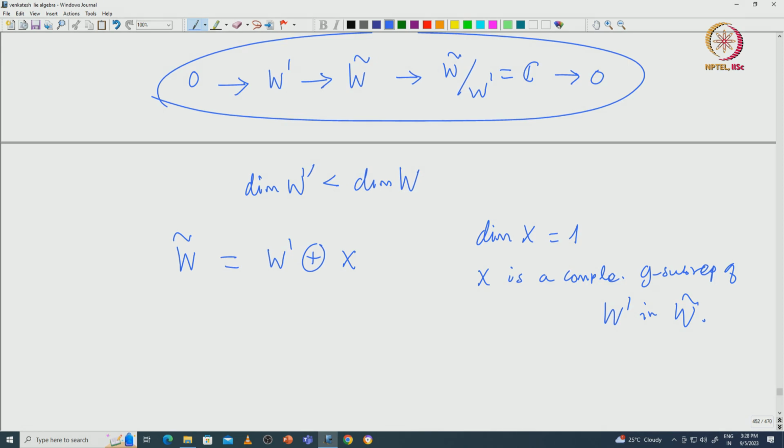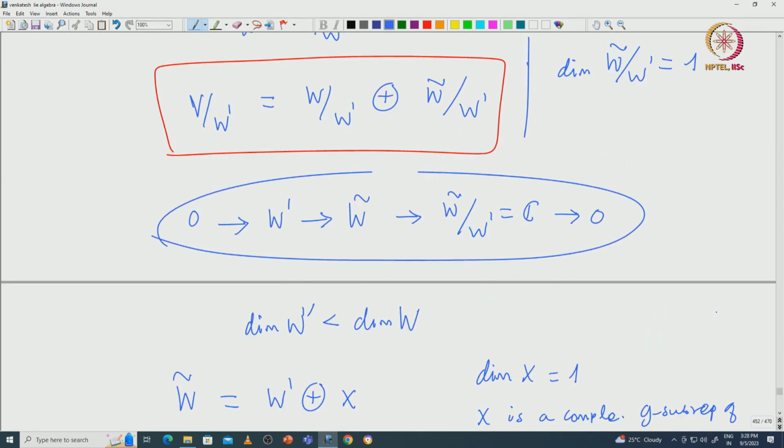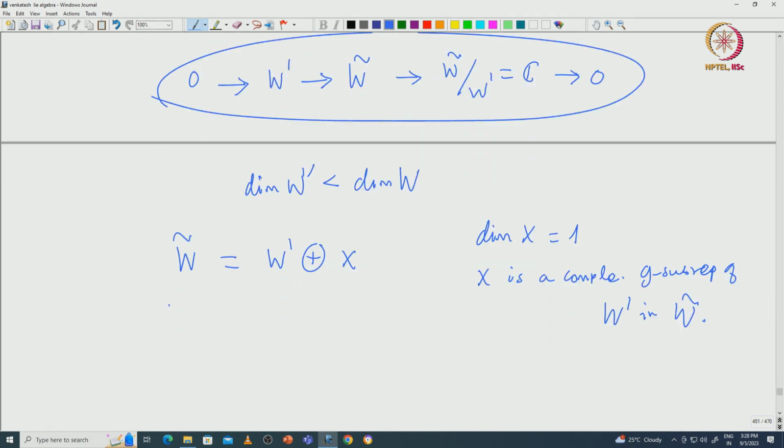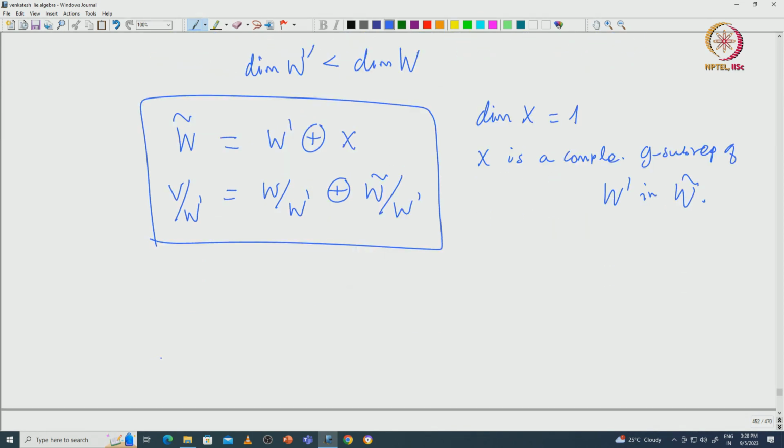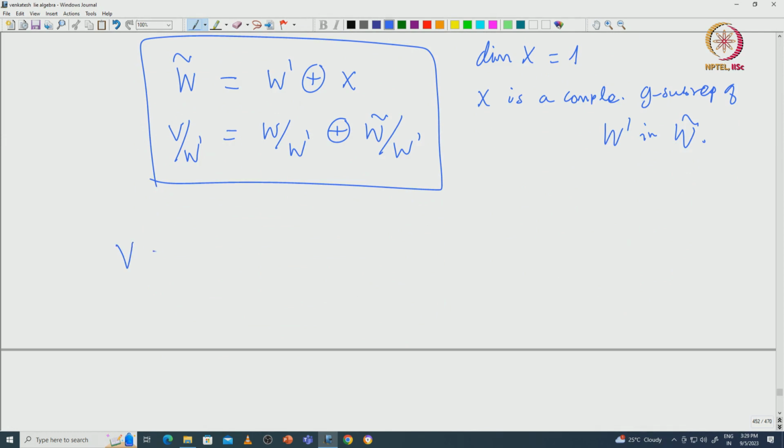So, how do we do that? We already have this W tilde, which is equal to W' direct sum X, and we also have this V modulo W', which is given to be W modulo W' direct sum this W tilde modulo W'. So, this information we have. Now it is not hard to see that V must be equal to W direct sum X.